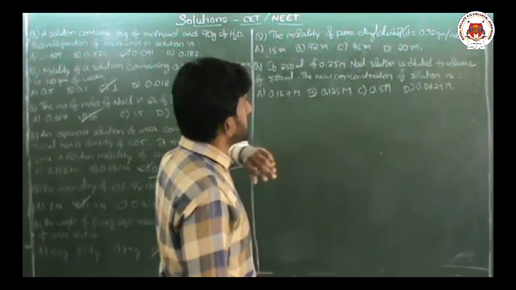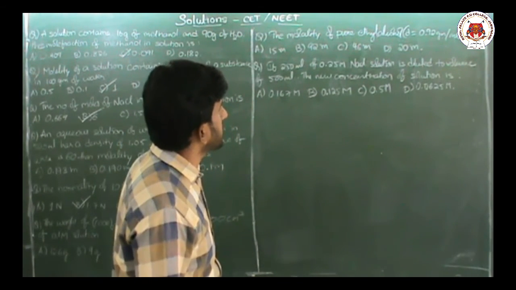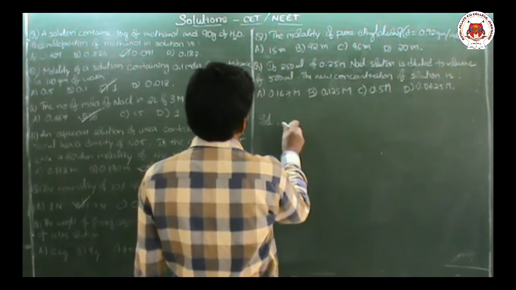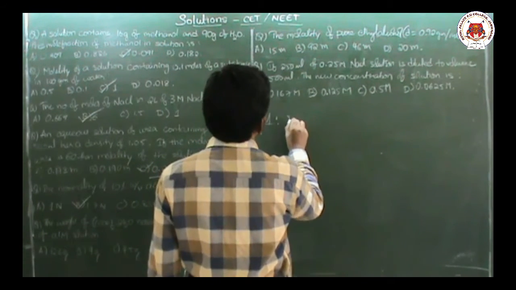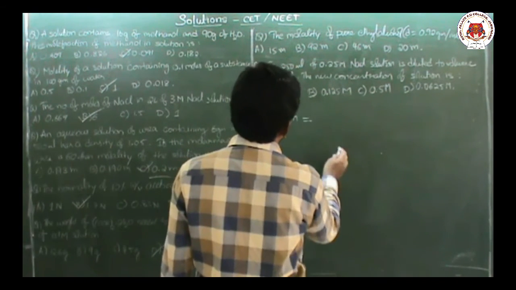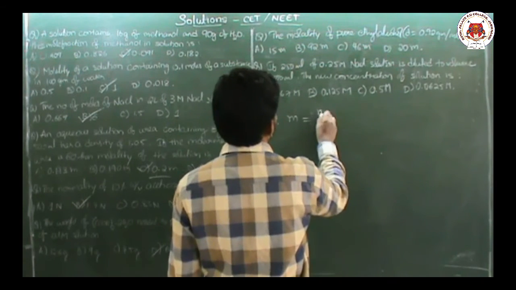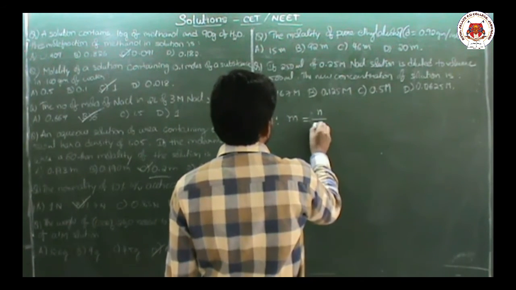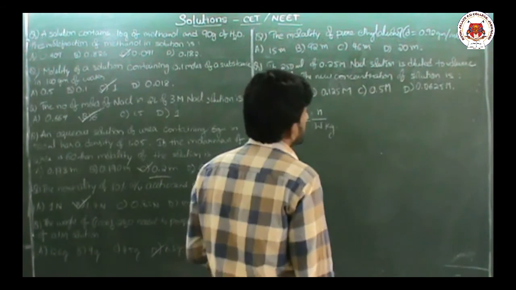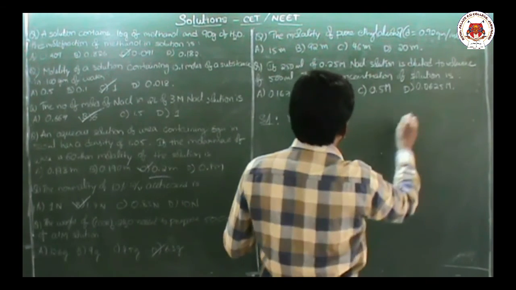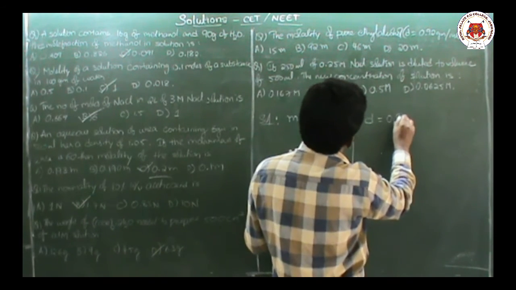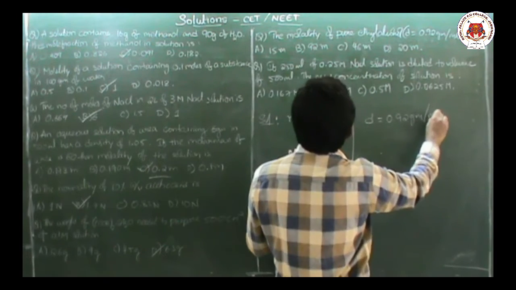The molality of pure ethyl alcohol, with density 0.92 grams per ml, is what we want. Now molality is equal to, as you know, number of moles by weight of solvent in kg. Here they have given 0.92 grams per ml. So first let us calculate, the density is given as 0.92 grams per ml for ethyl alcohol.